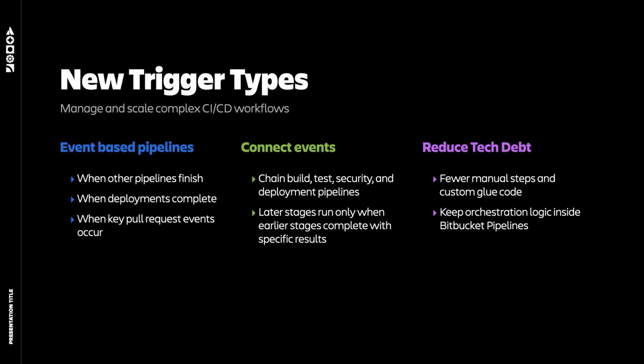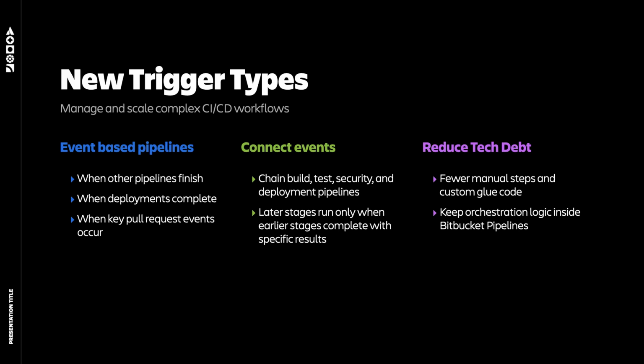Bitbucket Pipelines already supports triggering on repository pushes and pull request pushes. But if you wanted to react to other events like a deployment finishing, a build failing, or a PR getting merged, you had to wire that up yourself with webhooks or external glue code. New trigger types let you define those conditions directly in your YAML. You can fire custom pipelines on events like pipeline completed, deployment completed, pull request completed, pull request fulfilled, and more.